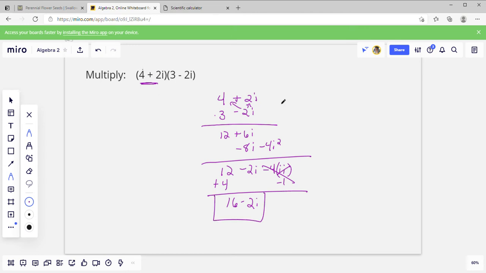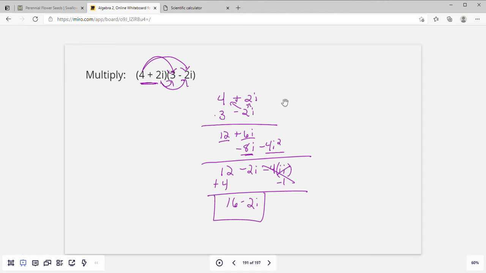Basically, all I did was rainbowed. I said 3 times 4 is this 12 right here. And then 4 times 2 would be the negative 8i right there. And then 2 times 3 is 6i. That's that one. And then 2 times 2 is 4i squared.